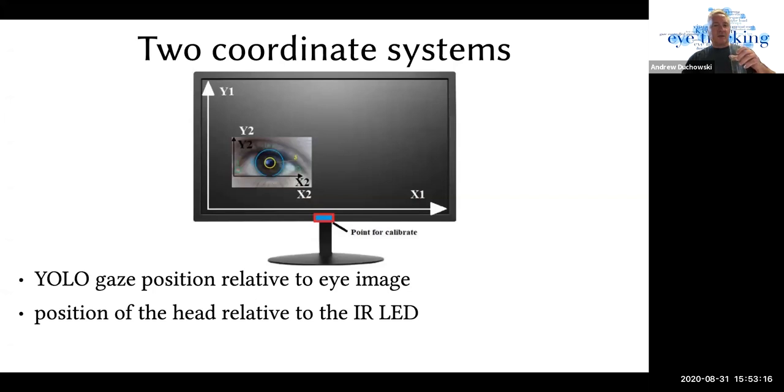Right, and once you have that, you also need to look at the second coordinate system, which is not the eye image coordinate system, but the camera relative coordinate system, where the point for calibration is the IR light at the bottom of the screen. And then the camera tracks the head with respect to that, so you can map one coordinate system, transform it to the other.